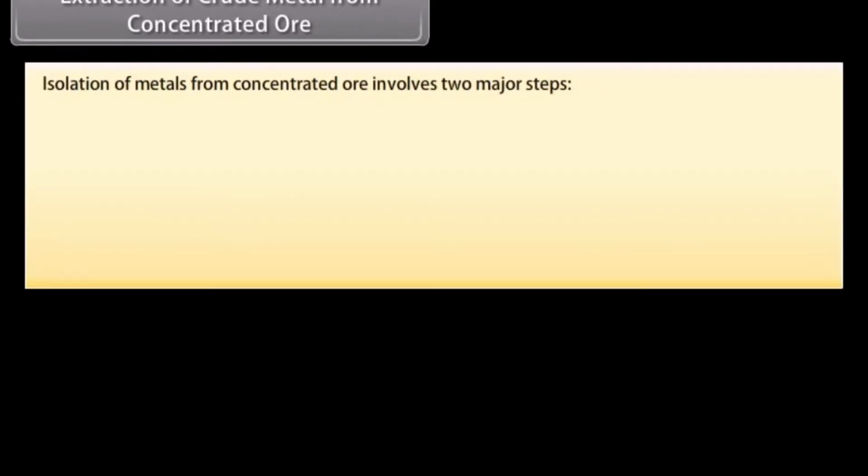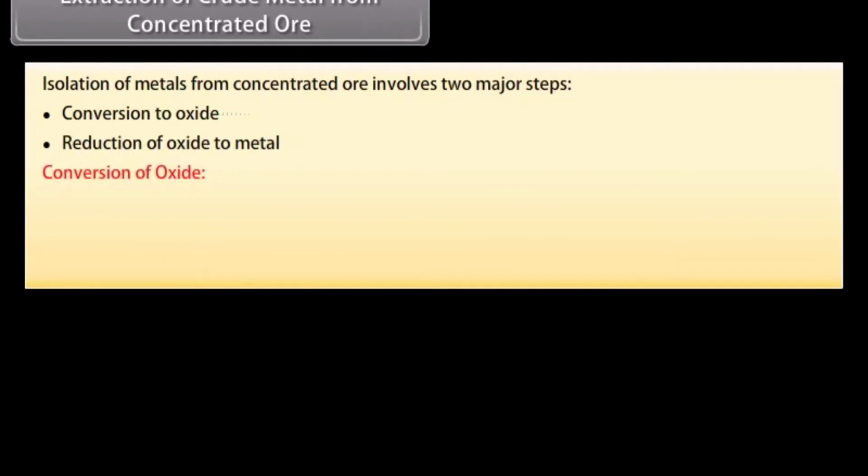Extraction of crude metal from concentrated ore. The concentrated ore must be converted into a form which is suitable for reduction. Oxides are easier to reduce. Thus, isolation of metals from concentrated ore involves two major steps: conversion to oxide and reduction of oxide to metal.